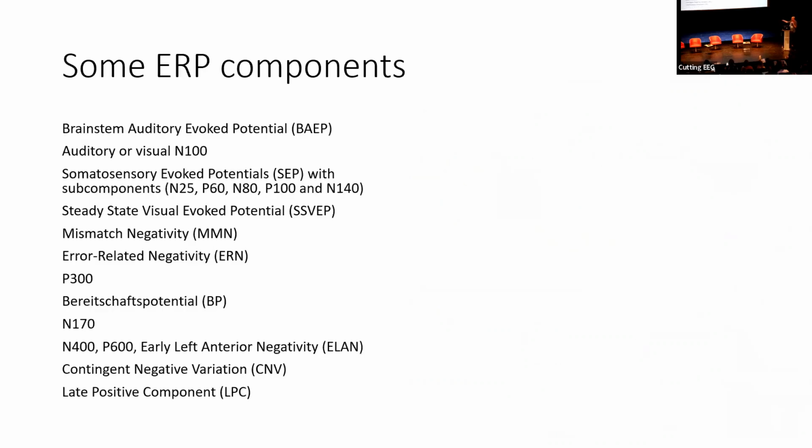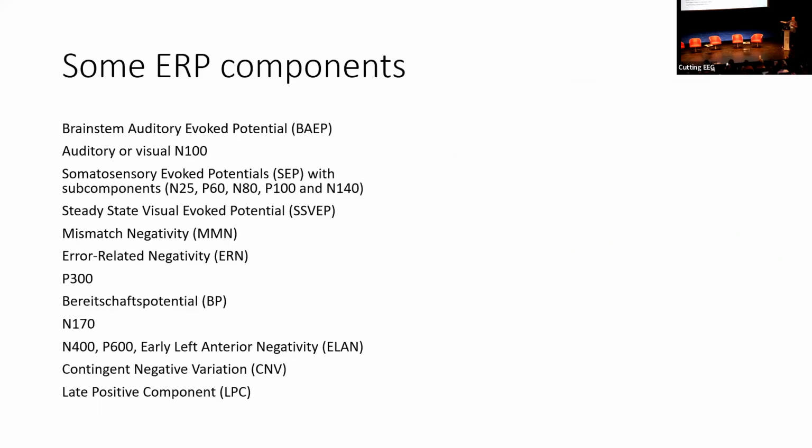And here I've just listed a whole bunch of ERP components. I think this is a little bit like an atlas. There's just a whole bunch of them, and it's useful to get to know all of them. The one that we mainly are looking at in this task is the visual N100, but also this N170, which is a face-processing related potential.